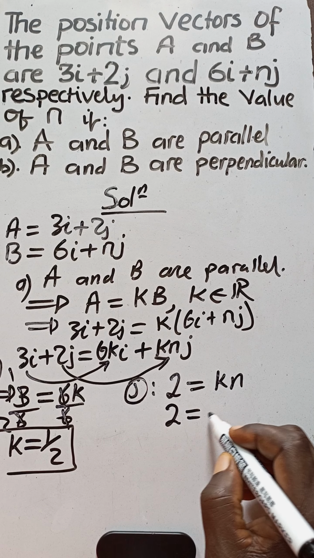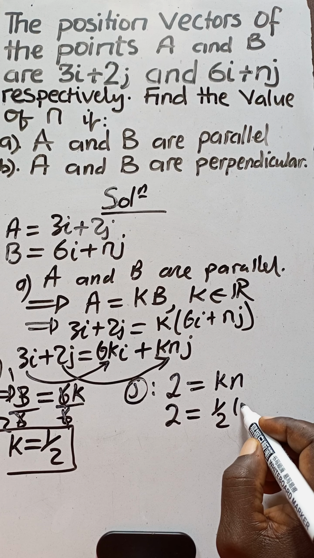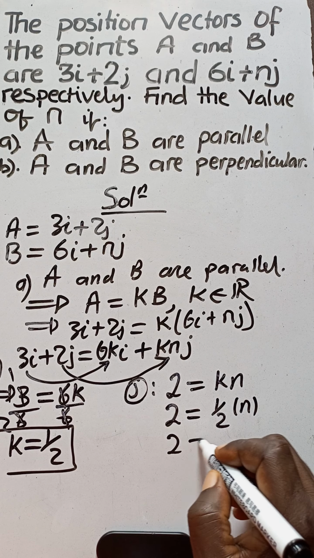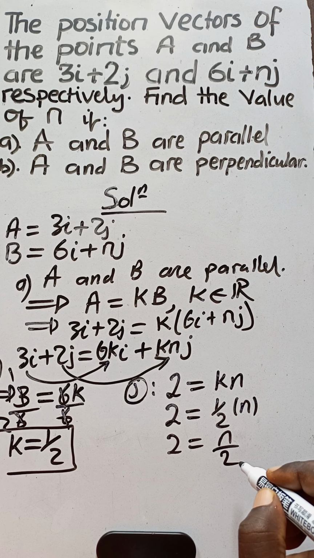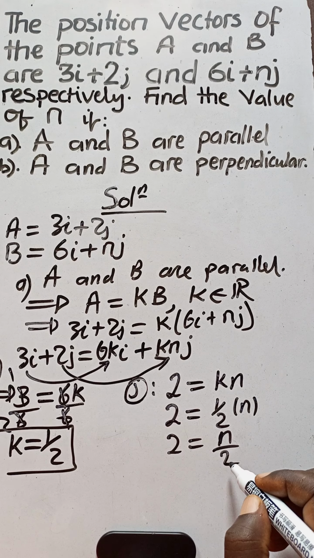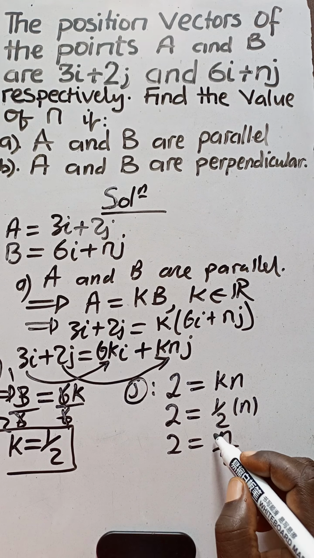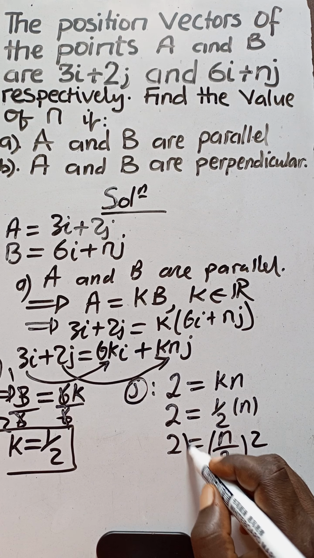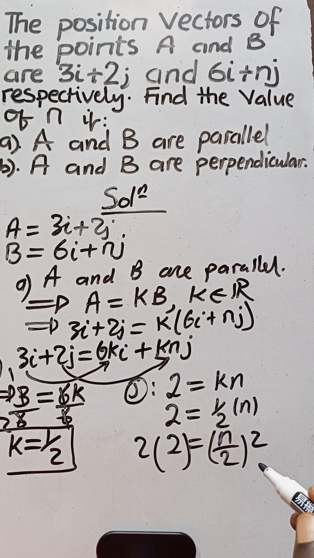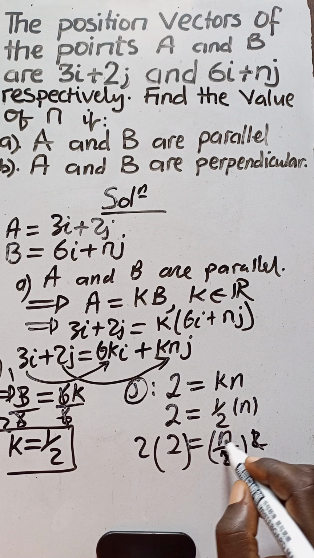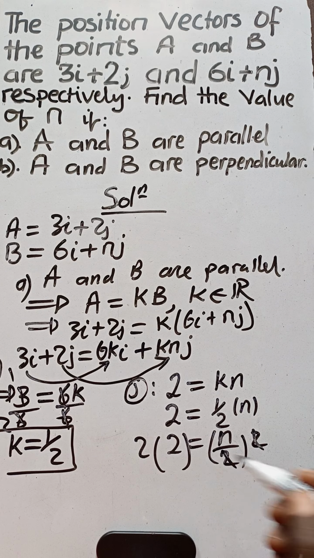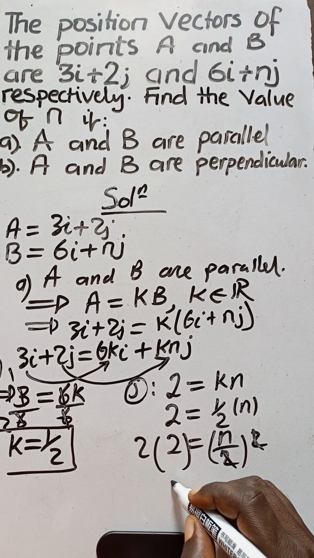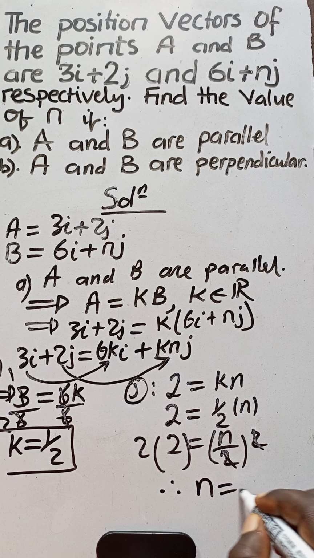So 2 is equal to a half times n. It's the same as 2 equals n all over 2. To get the value of n, we simply multiply both sides by 2. Multiply here by 2, multiply here by 2. You can see that these two cancel so that we have n alone. So we can read now the value of n as 4. 2 times 2 is 4. So n is 4.